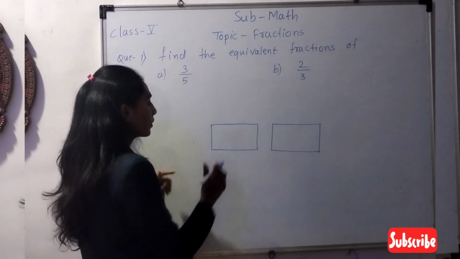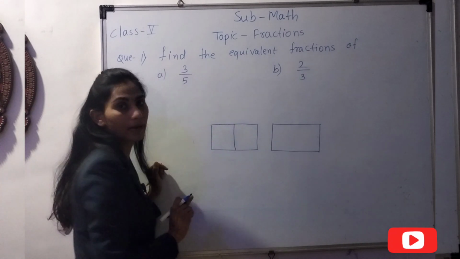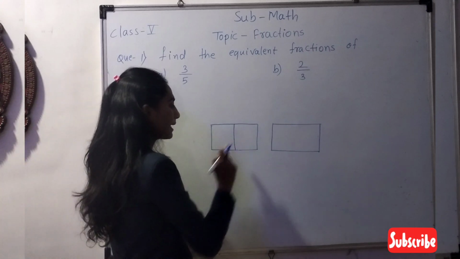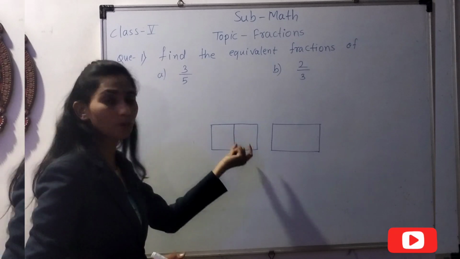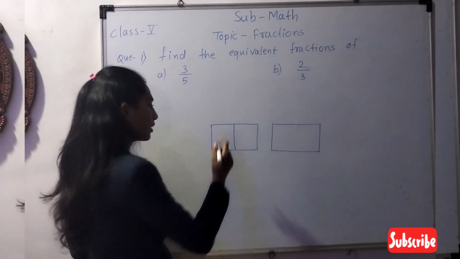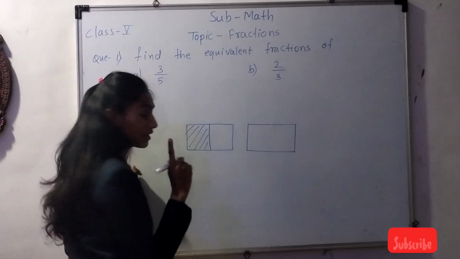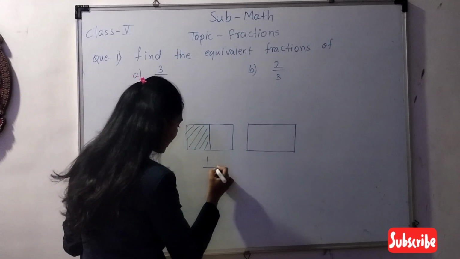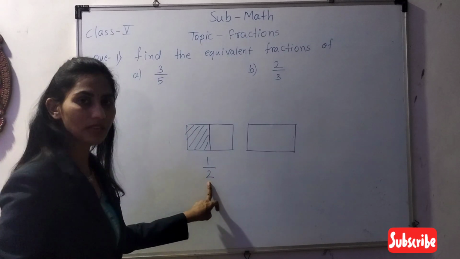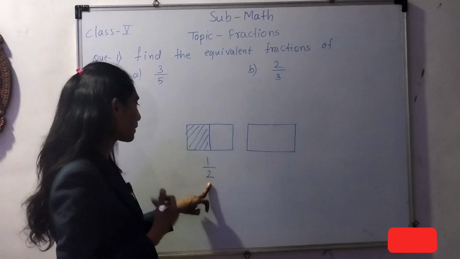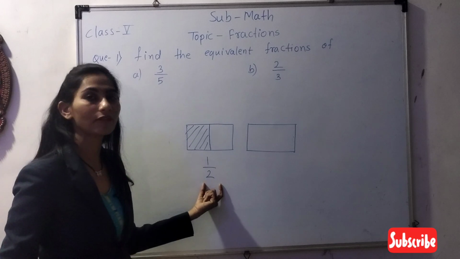ओके, सो नाउ आई एम गोइंग टू डिवाइड दिस rectangle into two equal parts, and now it has been divided into two parts. So now I can represent these two parts in the form of a fraction. If I color only one part, then we can write it in the form of 1 upon 2. Here, what does this 2 stand for? This 2 tells us how many equal parts there are. Means the denominator tells us how many equal parts there are.